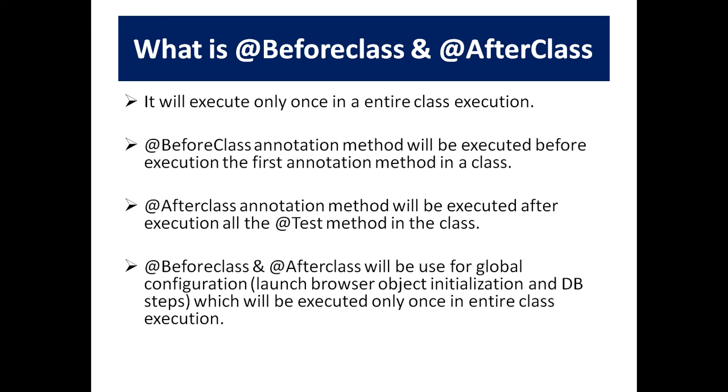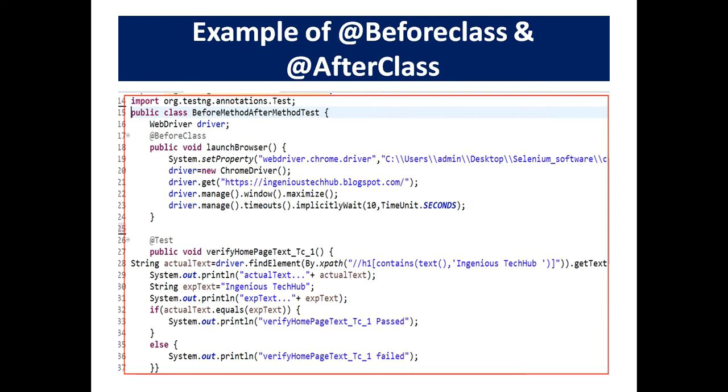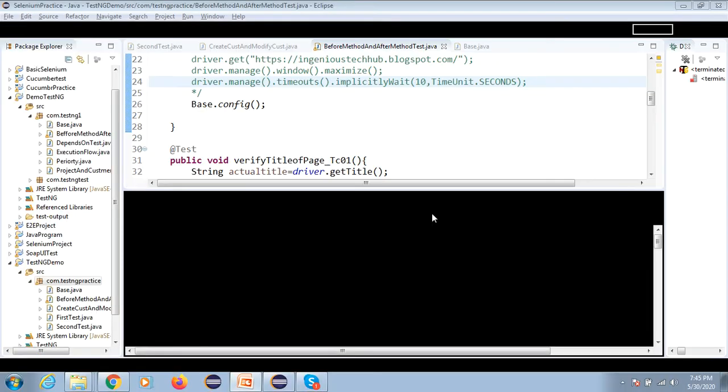So before class and after class methods will be used for global configuration. What is the global configuration? The browser will launch only one time, right? Object initialization, or some requirement for database connection, which will execute only once in the entire class. Okay, so same code, I will just replace it with before class.